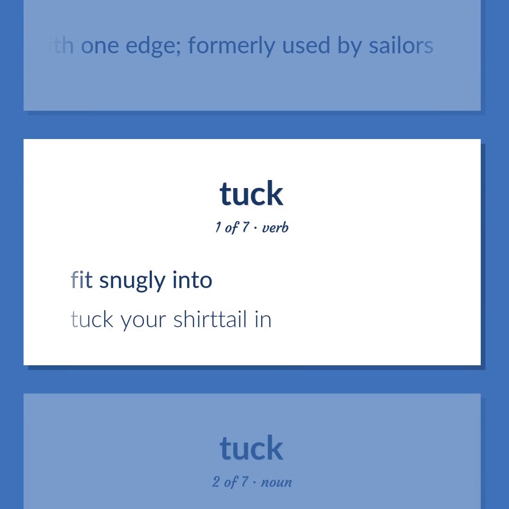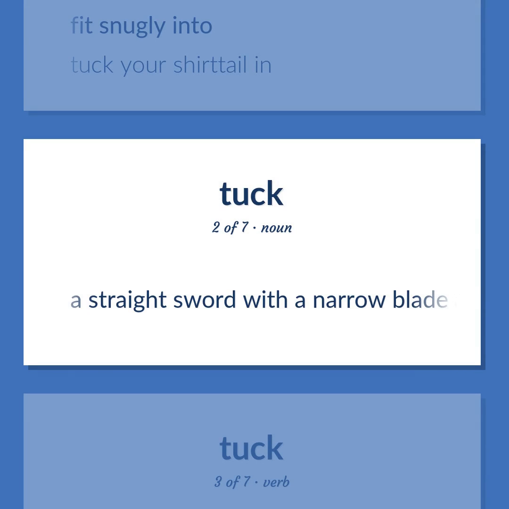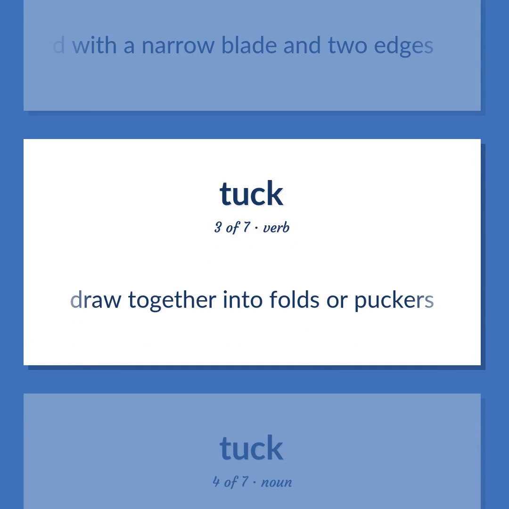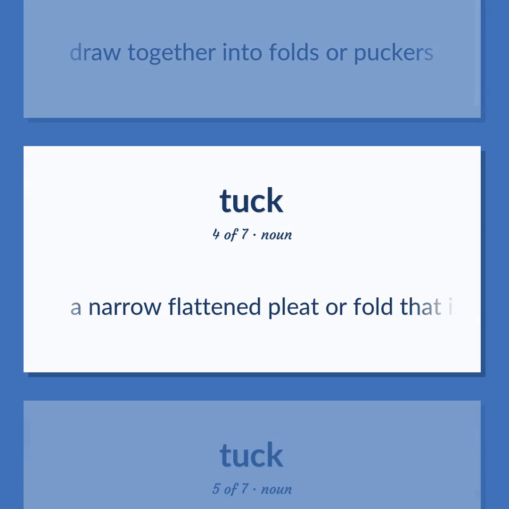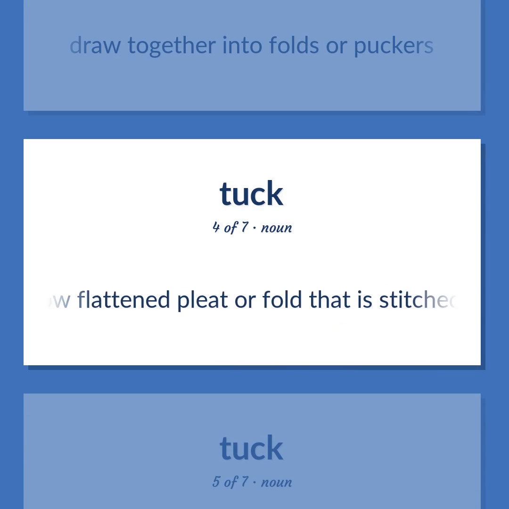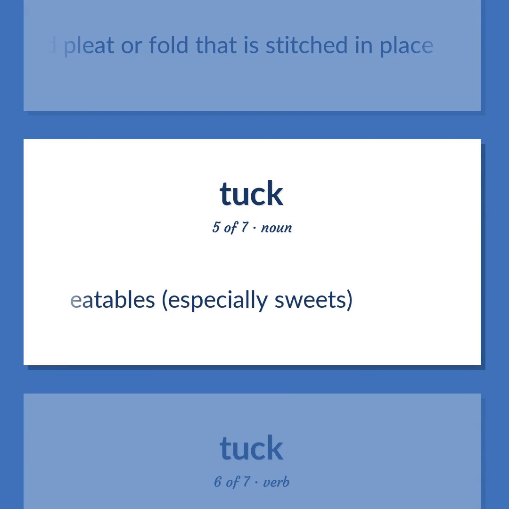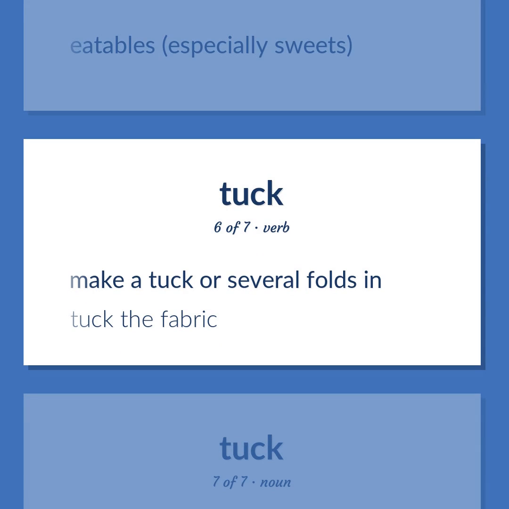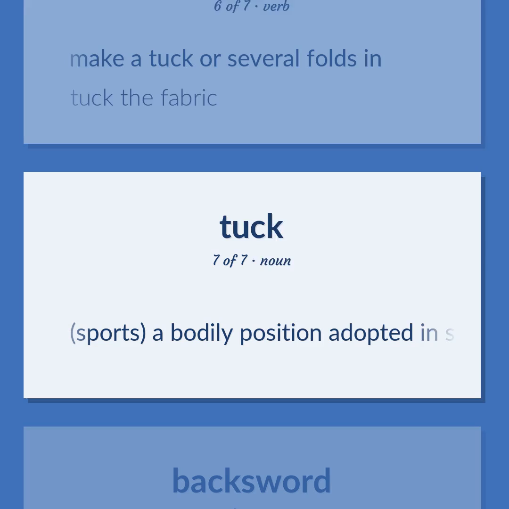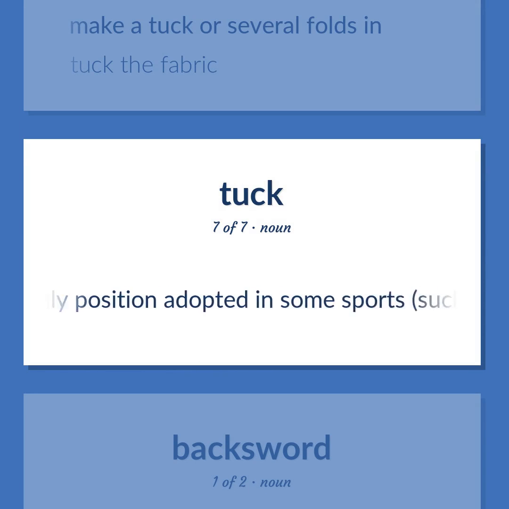Fit snugly into. Tuck your shirt tail in. A straight sword with a narrow blade and two edges. Draw together into folds or puckers. A narrow flattened pleat or fold that is stitched in place. Eatables, especially sweets. Make a tuck or several folds in. Tuck the fabric. Sports. A bodily position adopted in some sports, such as diving or skiing, in which the knees are bent and the thighs are drawn close to the chest.